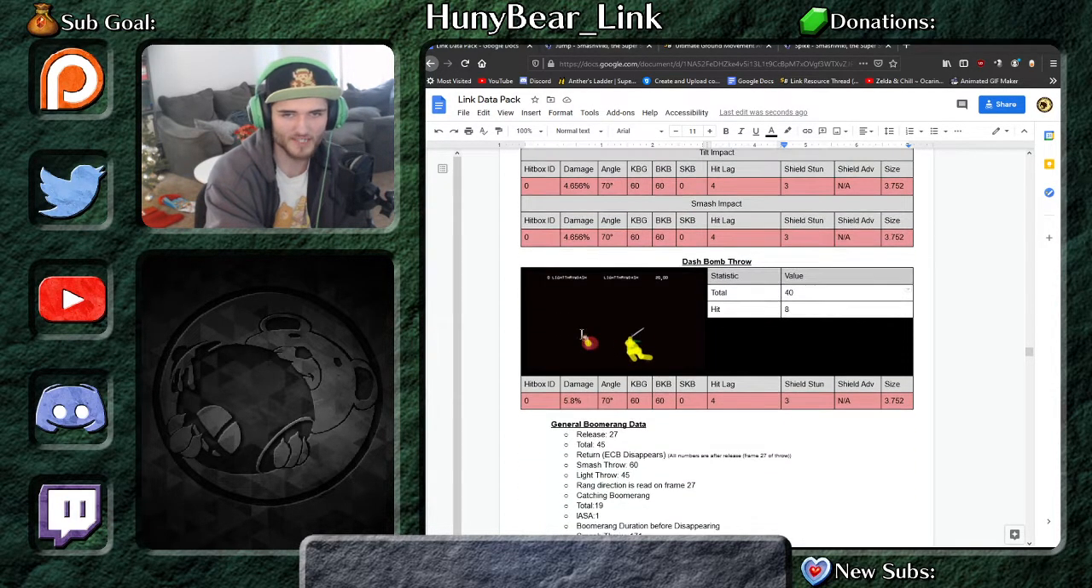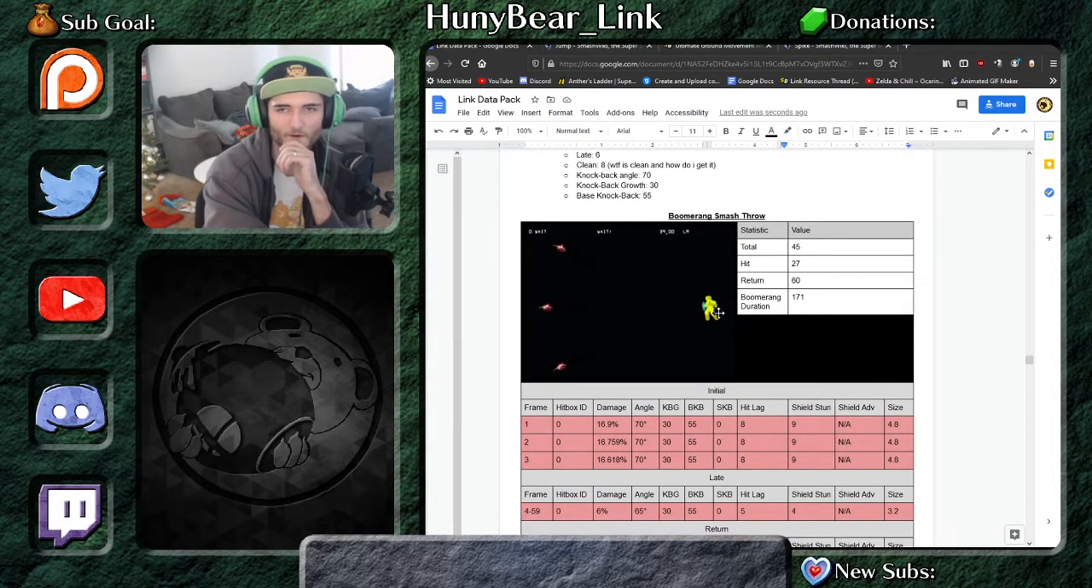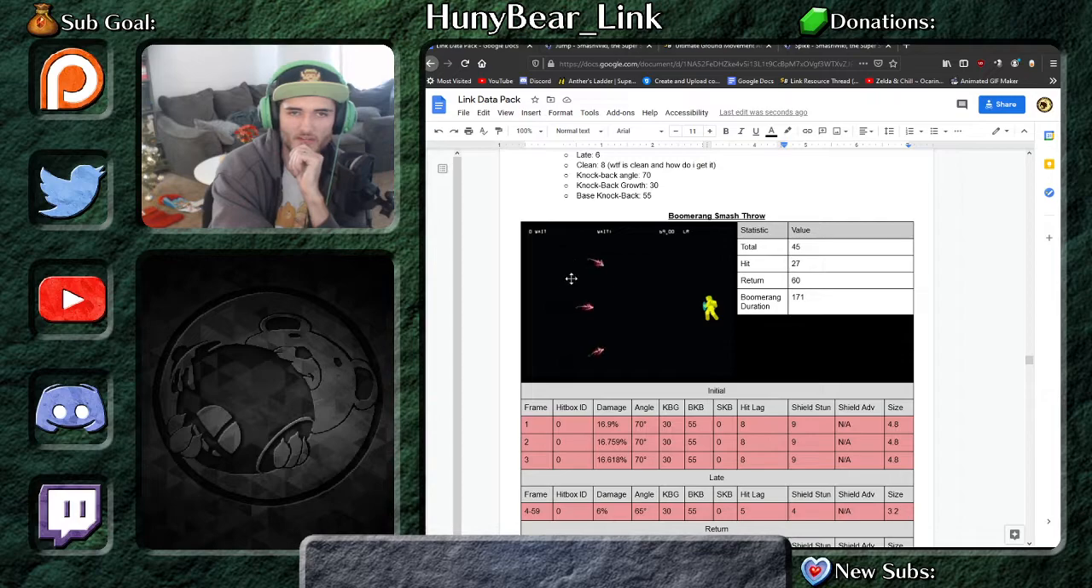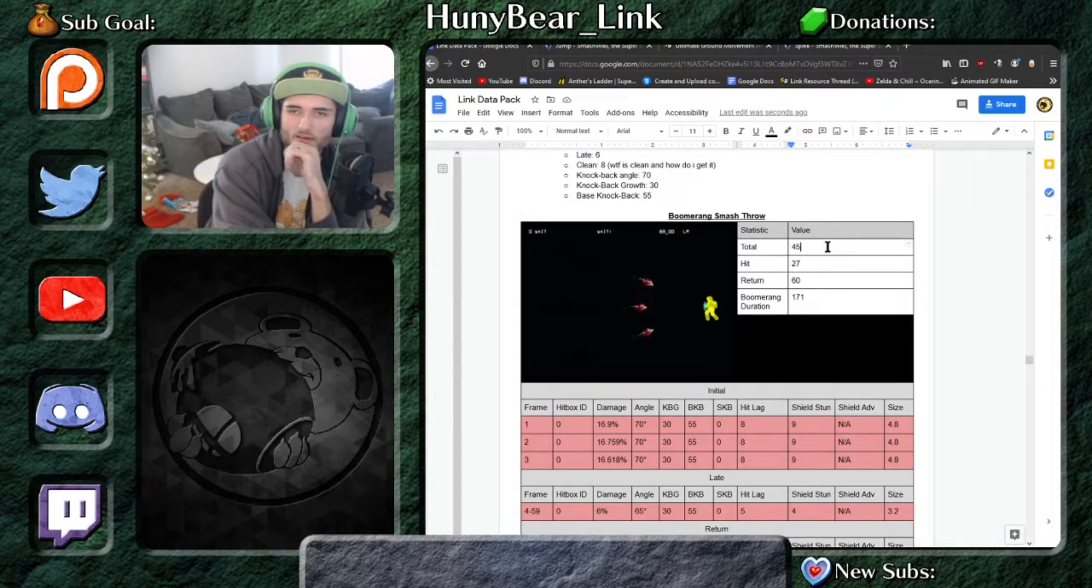Alright, we have the bomb dash throw, which is hot garbage. Then we have our boomerang data that we can go over. So these are the 3 dominant angles, but there are actually sub-angles, because you can actually throw it in between these. Basically, this is going to hit on frame 45. It's going to take a total of 45 frames. It's going to hit on 27. It's going to return starting around frame 60.